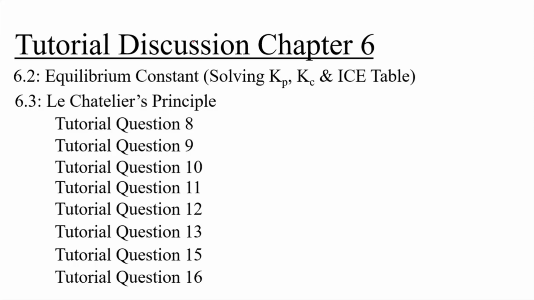So today we're going to do some tutorial discussion for chapter 6 and we're going to focus on the subtopic of 6.2, equilibrium constant, in which we're going to solve the Kp, Kc and using the ice table. Next, we're going to also look into the subtopic of 6.3, which is the Le Chatelier's principle. So we're going to do tutorial questions 8, 9, 10, 11, 12, 13, 15 and 16 respectively. So without any further ado, let us start.